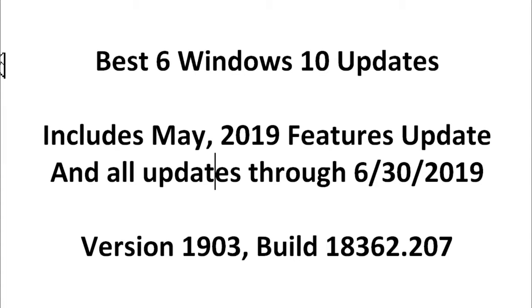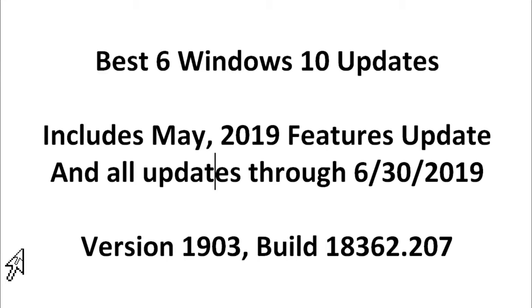Microsoft has made many updates to Windows 10 in 2018 and 2019. This video describes the 6 best updates made through June 30th, 2019, including the May 2019 Features update. These updates add the ability to resume previous tasks, change the way the search and Cortana features are displayed, make the cursor more visible, and adjust the size of desktop icons and their titles.